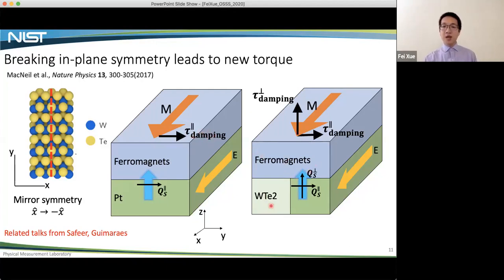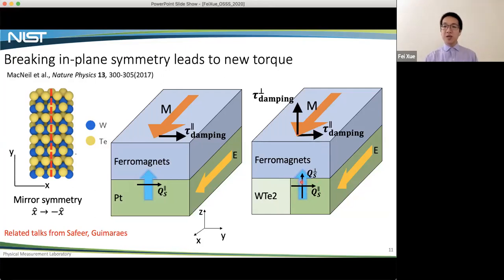So in the tungsten ditelluride case, because we break the mirror symmetry, when we apply an electric field in the x direction, we can generate a spin current, a conventional one with in-plane spin direction and also an out-of-plane spin direction. Blue arrows denote the flow direction. These black arrows mean the spin direction.